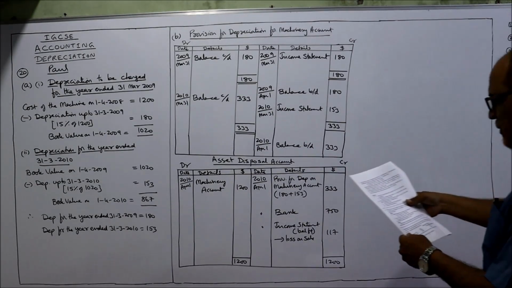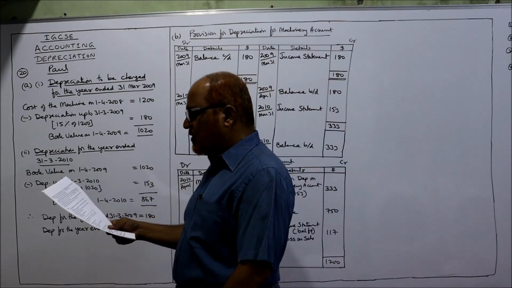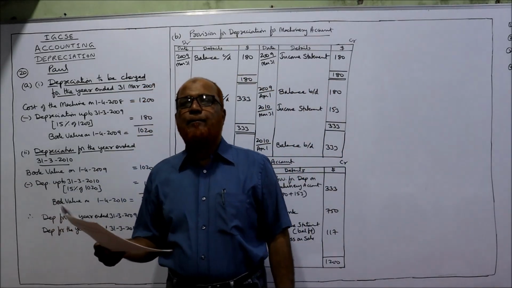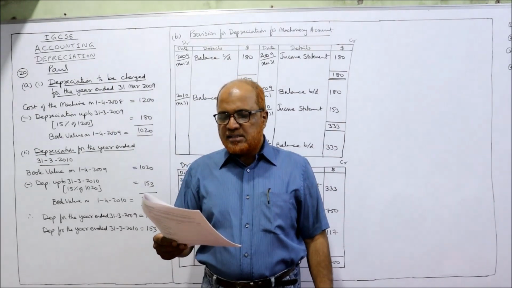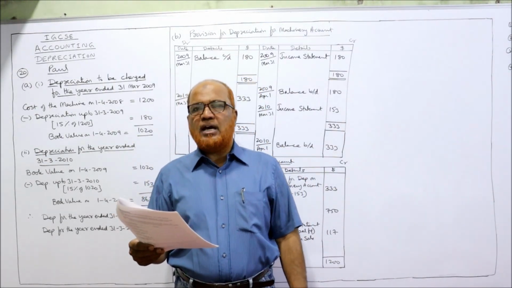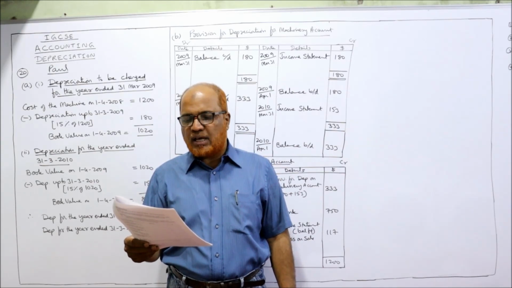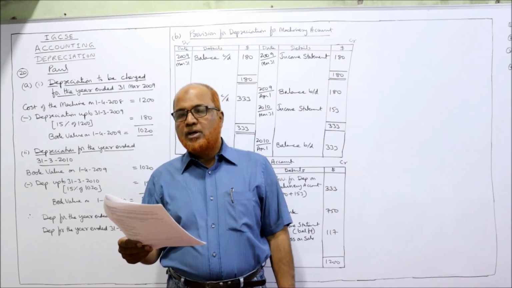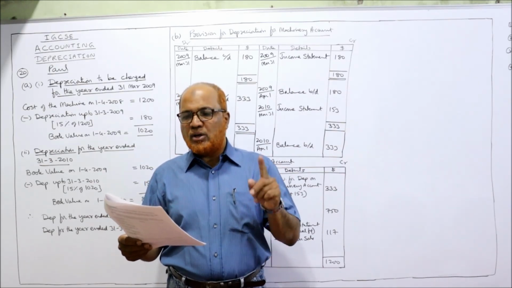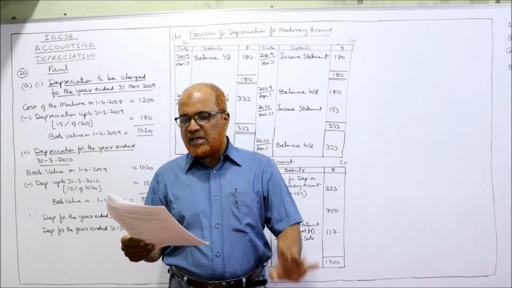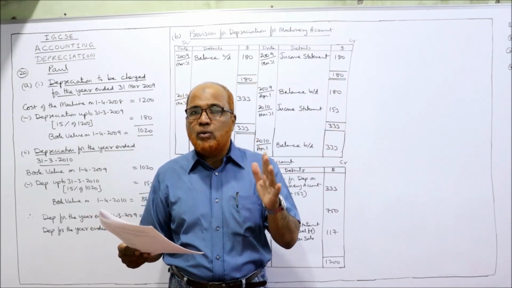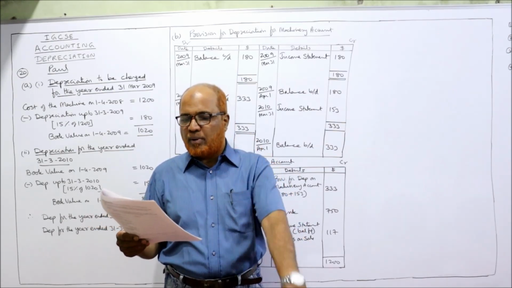Now, see the 20th problem. Paul has a business for which he bought a new machine on 1st April 2008 for $1,200. He decided to charge depreciation on the machine at 15% per annum using the reducing balance method. So first, he purchased the machine on 1st April 2008 for $1,200 and depreciation is 15% per annum on the reducing balance method. Point to be remembered.